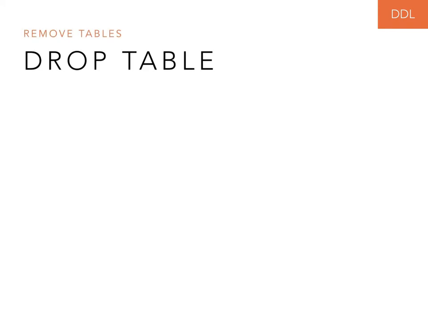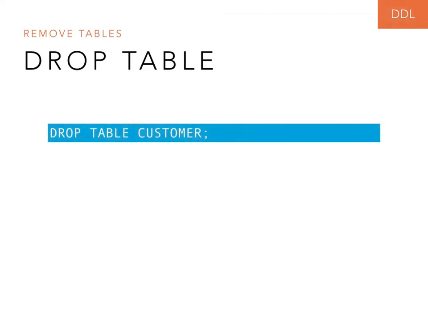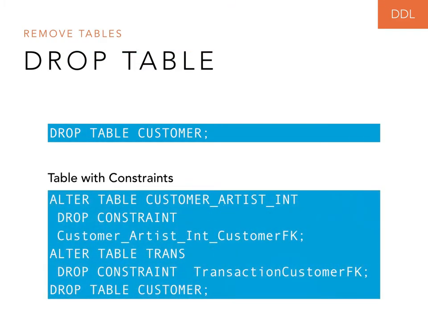Drop table is the way that we remove entire tables. So drop table customer would get rid of the table and all its data. Goodbye. Be careful with that. If a table has constraints, though, the database won't let you drop it. So if you need to delete a table that has constraints, you have to remove the constraints first, and then you can drop the table.